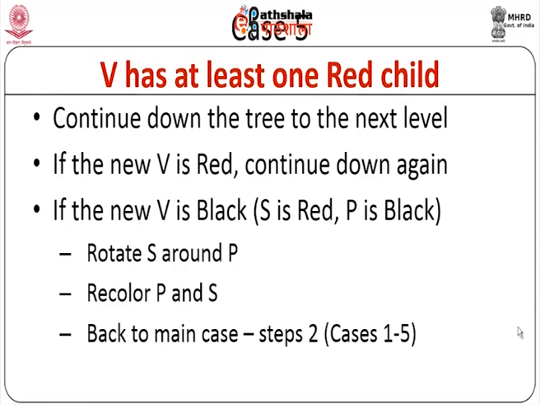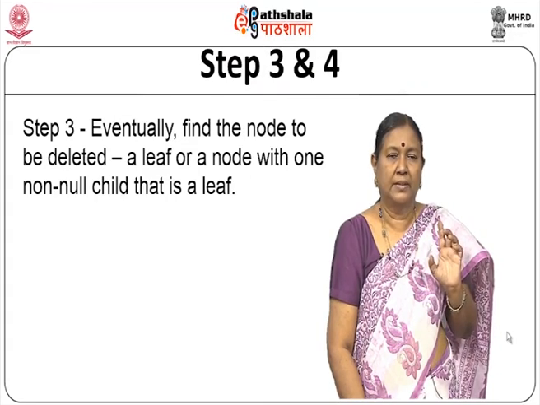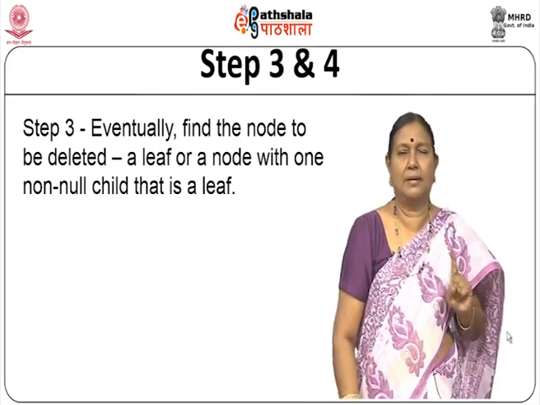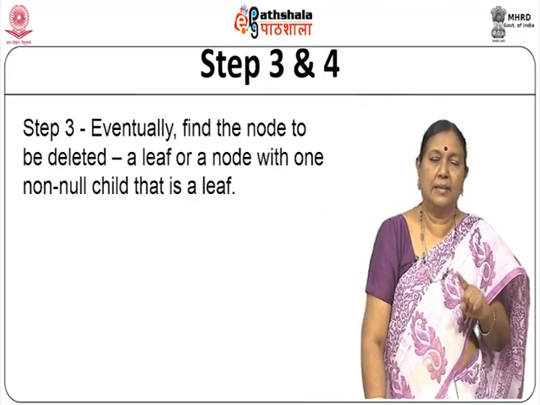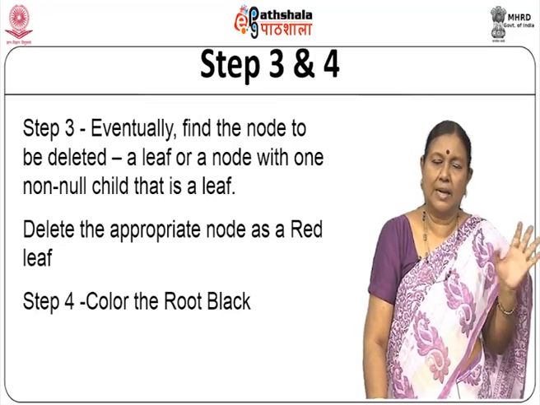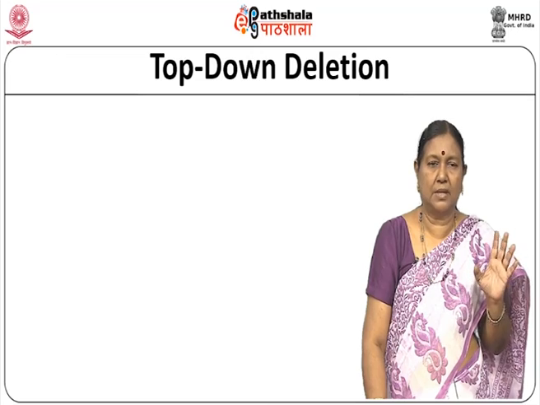So, everything is to do with the sibling. You have V, you have S, S is V's sibling, the sibling has one left child which is red, both are black, one is red, other is red, both are red, and then its parent and so on. Those were the 5 cases we saw. Next, eventually find the node to be deleted, a leaf or a node with one non-null child. Delete the appropriate node as a red leaf. Then color the root black. So, those are the steps that we have.